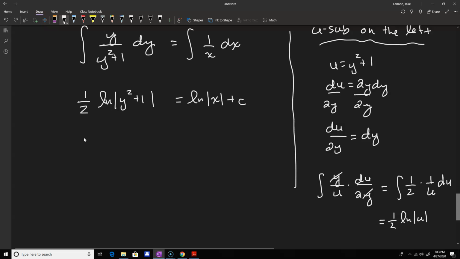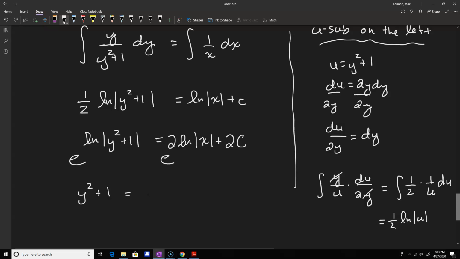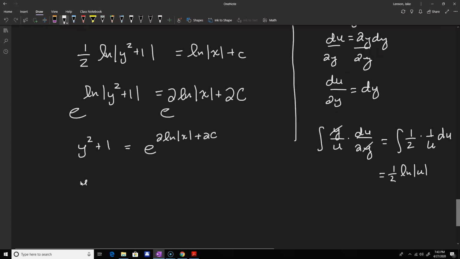So if we wanted to do that, we could multiply by 2, and we'd end up with the natural log of absolute value of y squared plus 1 is equal to 2 natural log absolute value of x plus 2c. Then to undo natural log, we would make both sides the exponent of e. So we would have y squared plus 1 is equal to e to the 2 natural log absolute value of x plus 2c.